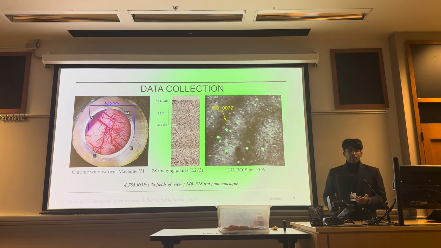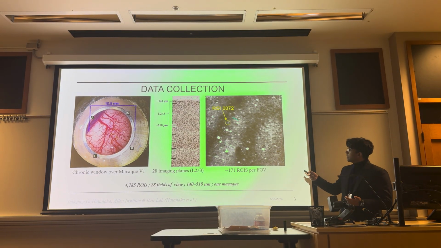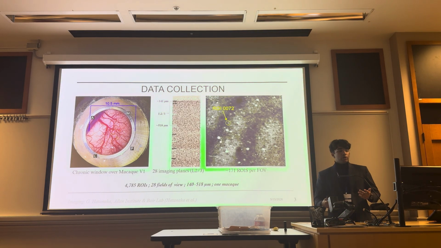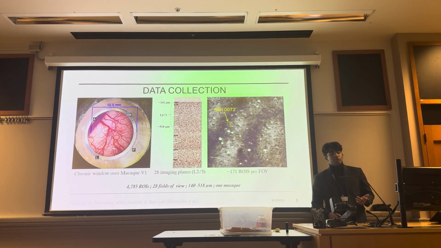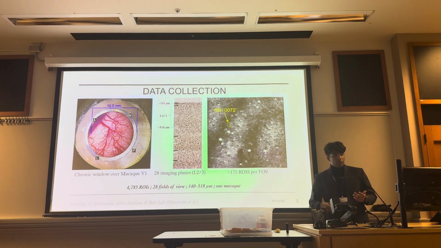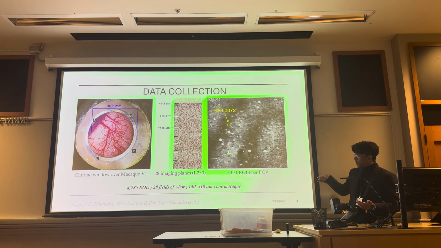And so with that, per plane, we're able to see something like this, and each of these ROIs, which are neurons, we're able to come up with 4,785 neurons through the entire depth. And then we're also able to come up with around 171 neurons per field of view.